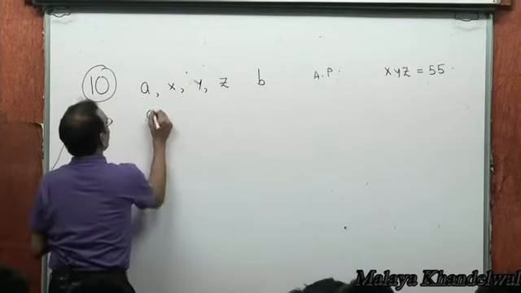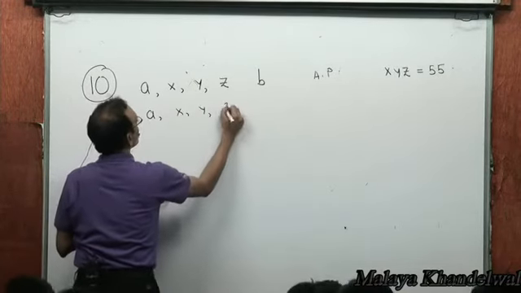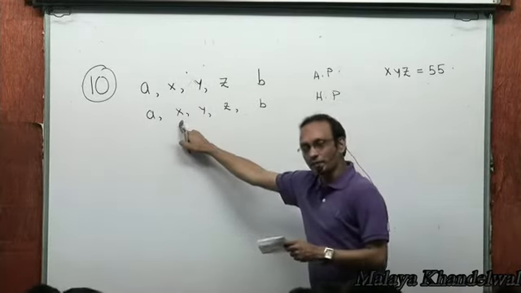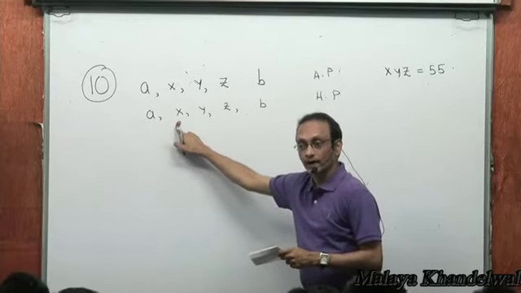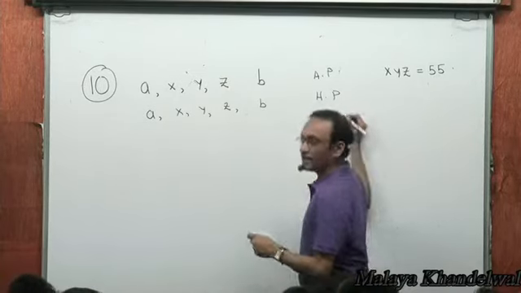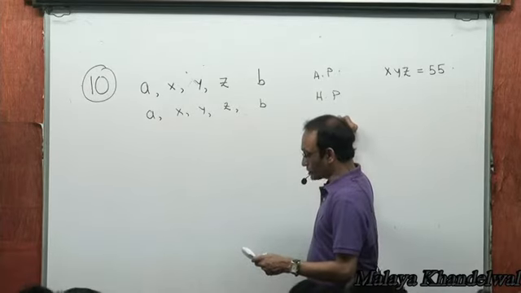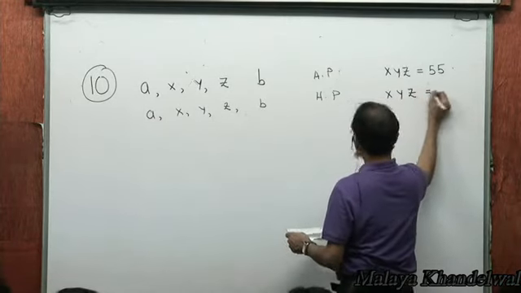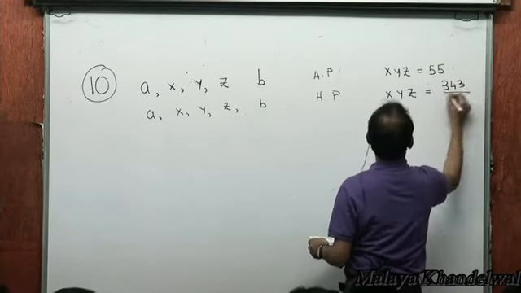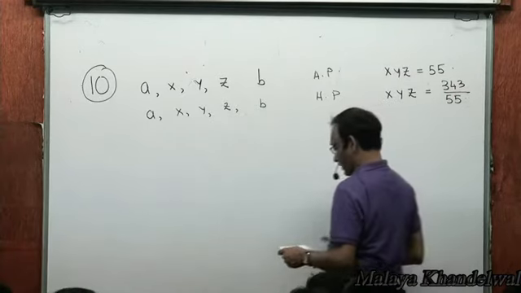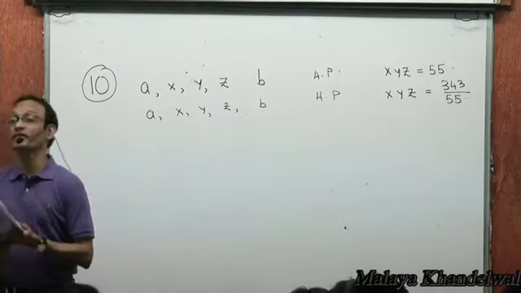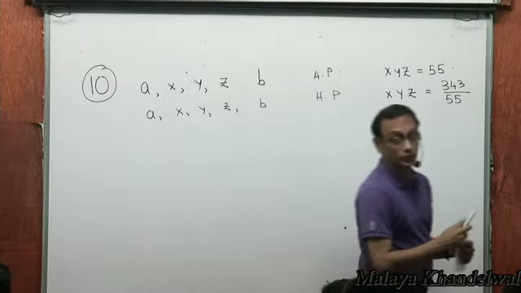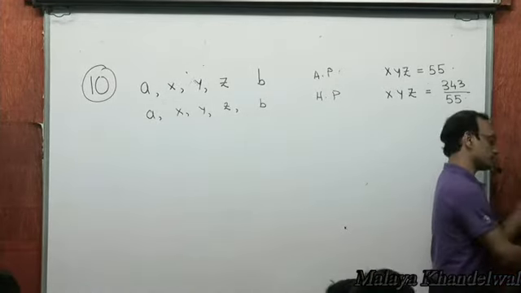Again, if A, X, Y, Z and B are in HP, that means between two numbers A and B, three harmonic means are inserted, X, Y, Z, right? That means A, X, Y, Z, B are in HP. Then the product of XYZ turns out to be 343 by 55. We want to be able to find A and B given that they are positive integers, right? Okay.